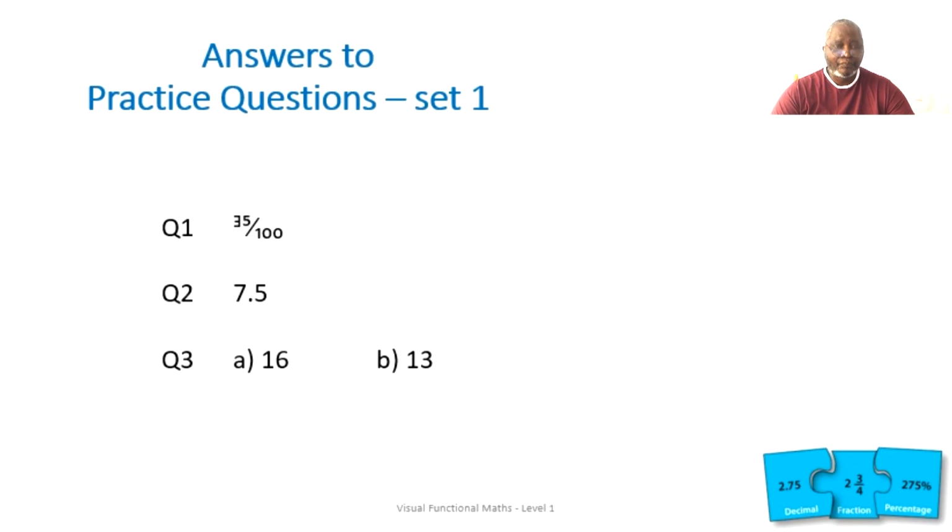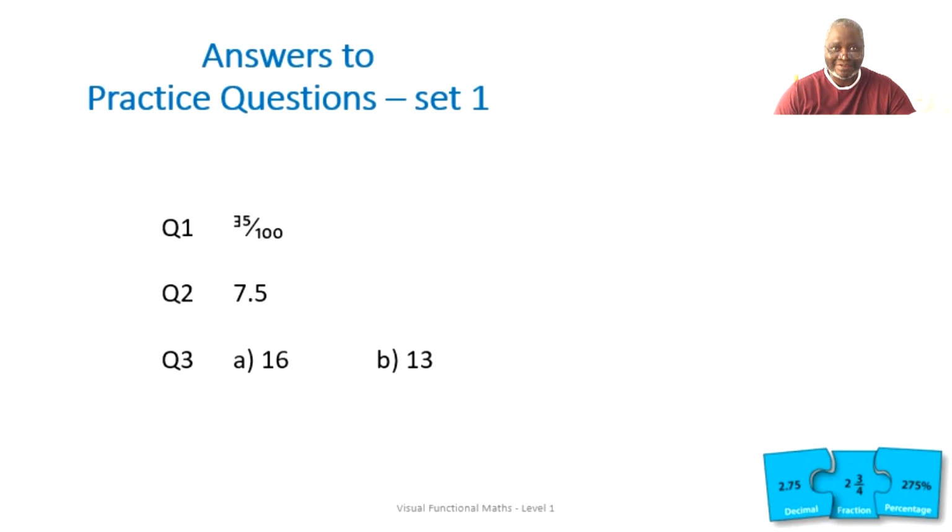Question 1, 35 over 100 as a fraction. Question 2, 7.5. And question 3, A, 16, B, 13. Check your answers and correct yourself if you got it wrong. If you got them right, start patting yourself on the back.